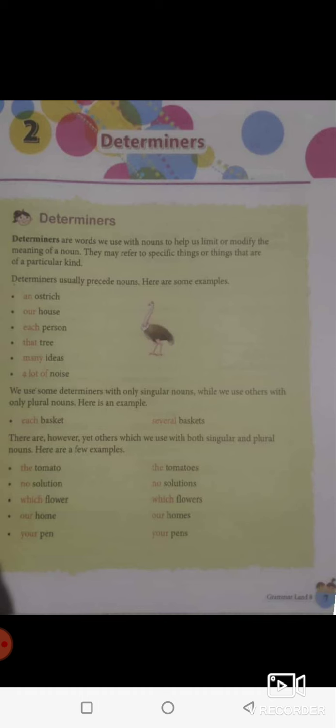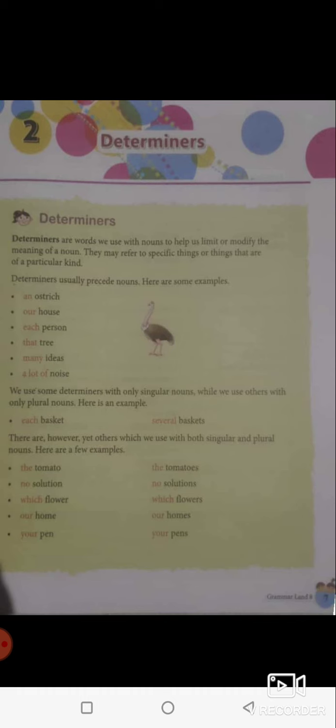So determiners are of different types. We can use determiners as articles. The determiners usually precede nouns. Here are some examples. I have given some examples like an ostrich, our house, each person, that tree, many ideas, a lot of noise. So all these words that are given in red ink are determiners. So as I said, determiners are articles, demonstrative, possessive, or interrogative. Later we will explore all these different types of determiners.